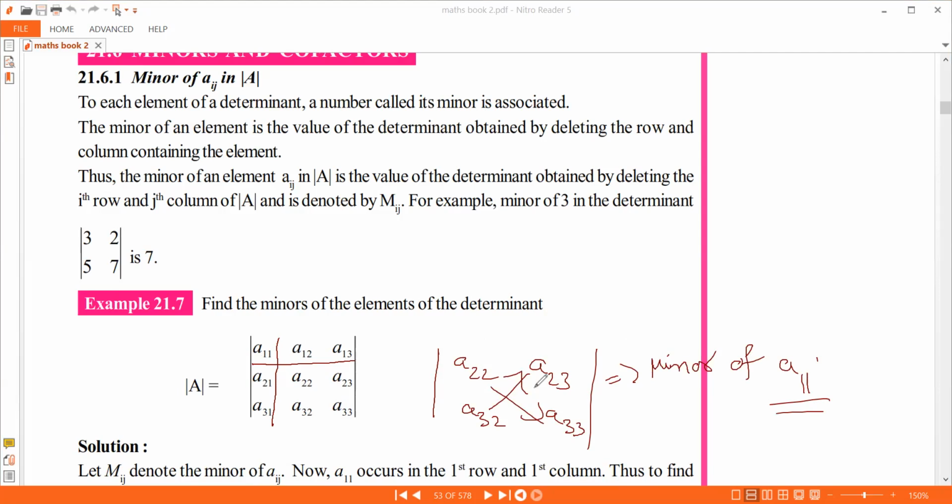Similarly, for the minor of A12, suppose they ask you for it. What you do is close the row and column of this element. You write whatever 2 by 2 determinant is left. So here what you get is A21, A23, and A31, A33. That's called the minor. So that's how you do the minor.